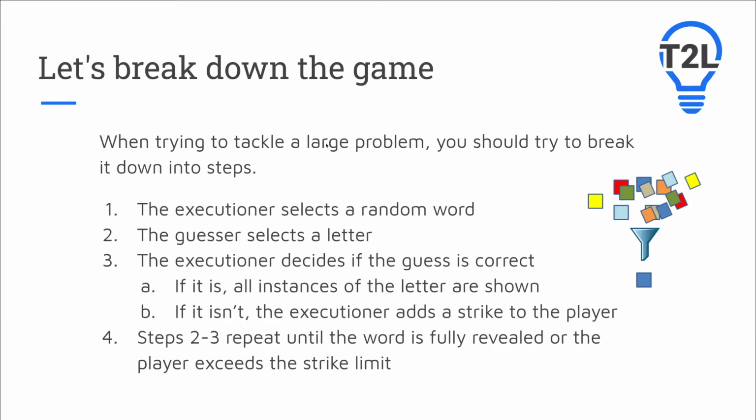So, exactly. When you're trying to tackle a larger problem in programming, it's good to just write out the small steps that you have to do. That's what we're going to be doing today. So the first thing, right, is we need to get a random word.